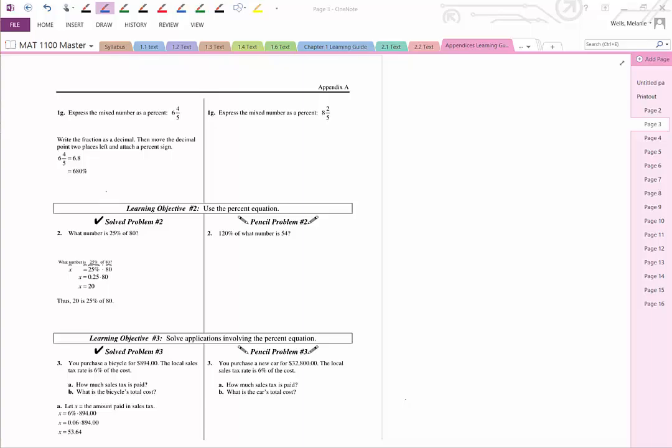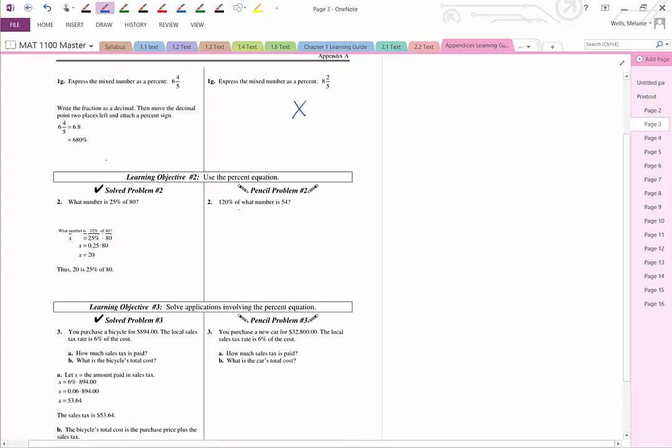Okay, continuing on with Appendix A Learning Guide, we are going to omit 1G, and then let's move on now to number 2, which is 120% of what number is 54. And we're going to just strictly translate this from words to numbers and symbols. Of is going to translate to be multiplication. And then what number is going to be our variable.